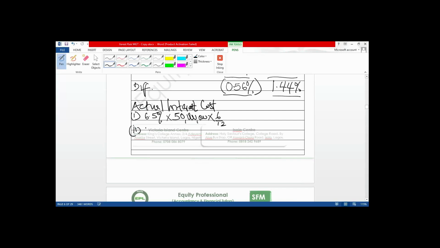Scenario 2, you borrow at 4.5. You are going to borrow 50 million for 6 months. What is the actual borrowing cost? Please compute.